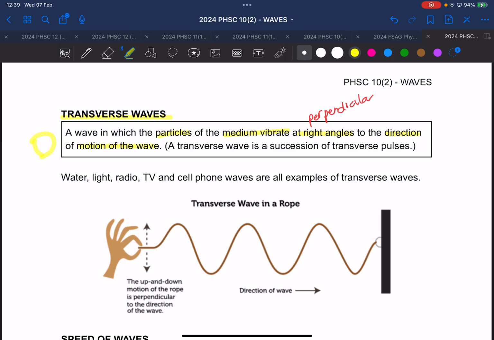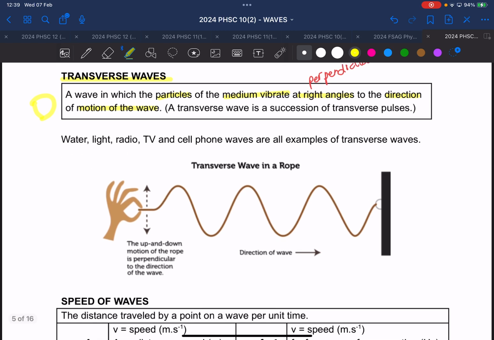Okay, now we have discussed this fully and quite a bit. So we've done a pulse, but now we're just thinking about a wave. Particles move up and down, wave moves to the left and to the right. Brackets are not part of the definition. A transverse wave is a succession, one after the other, of transverse pulses. Water, light, radioactivity, cell phones are all examples of transverse waves, and you see there the rope goes up and down, and the wave goes forward.